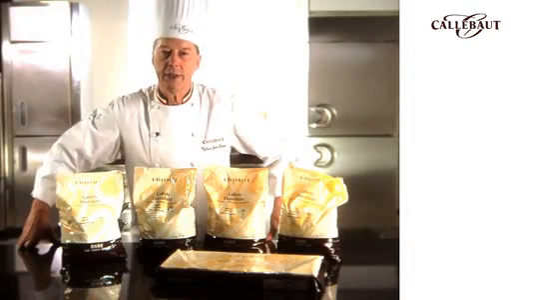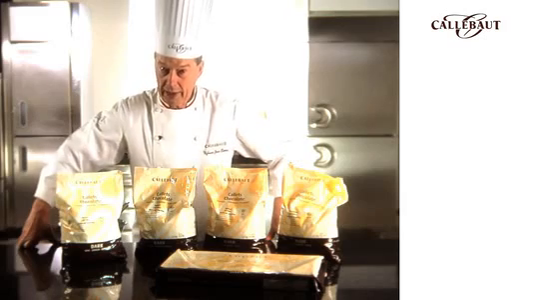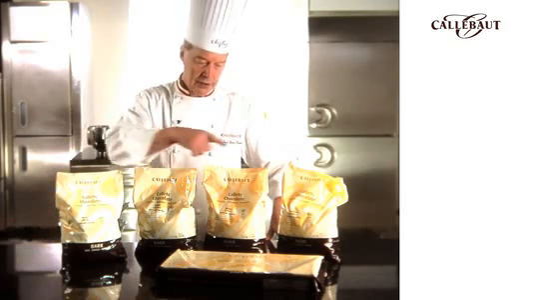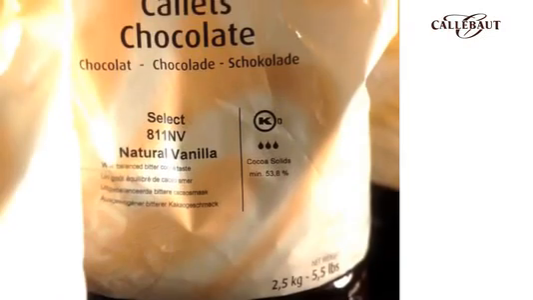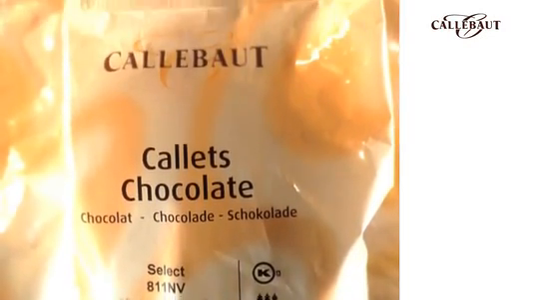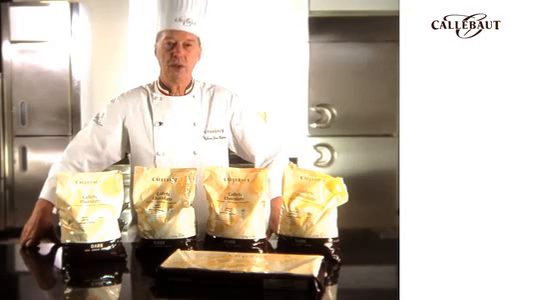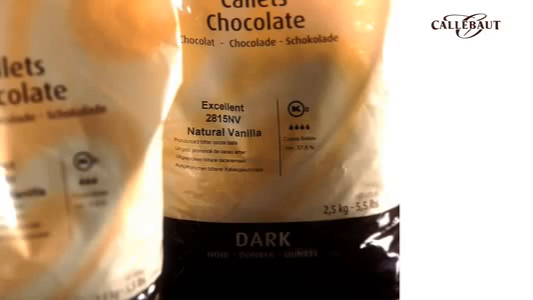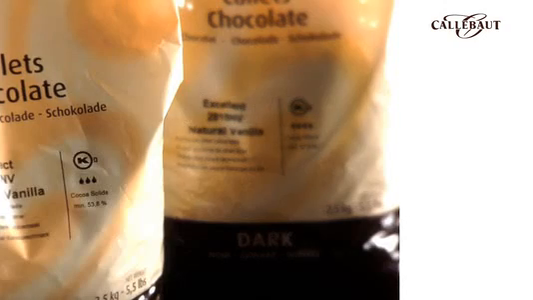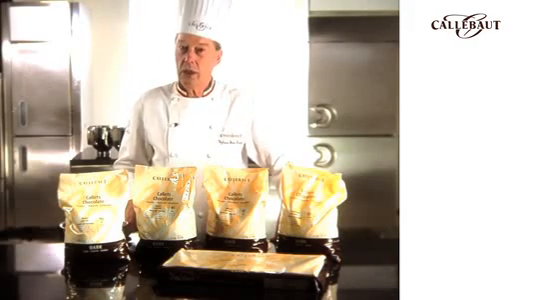The liquidity of chocolate is indicated on the packaging. I have 5 chocolates of the same type here. 811, which all basically taste the same, and yet they're different because of their liquidity. Callebaut offers a range of different liquidities. How can you use them?